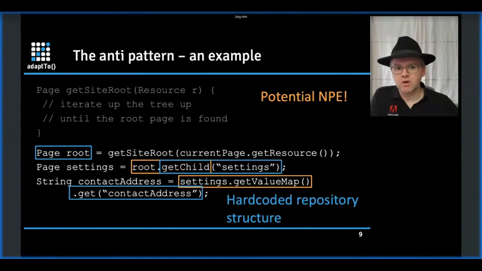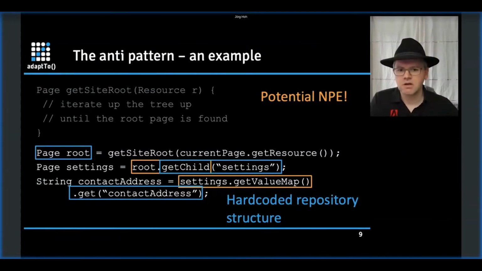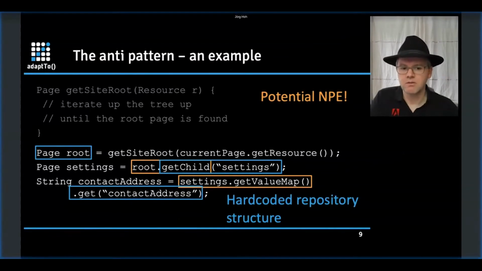So actually, what else? The next thing is that we have hard-coded repository structures. We assume that the site root is a page. Well, could be obvious, but it could also just be a simple unstructured node. Then we assume that this get child, where the settings are stored, is a child to the root node, and it's called settings. And then it's a page, it's not an unstructured node. And then we assume that there is a contact address property in there.